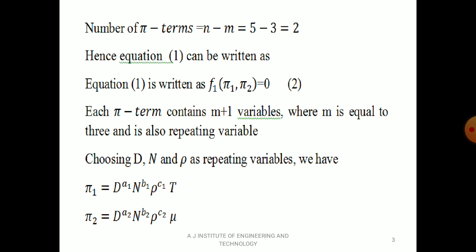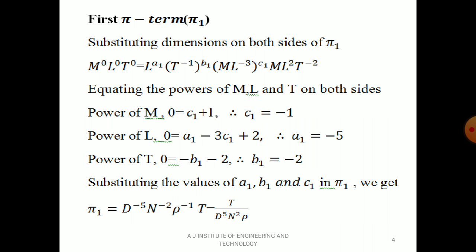So we can now write the expressions for pi 1 and pi 2 like this. Pi 1 equal to d to the power a1 into n to the power b1 into rho to the power c1 into torque. Then pi 2 equal to d to the power a2 n to the power b2 rho to the power c2 into mu, where a1, b1, c1, a2, b2, c2 are exponents. Next, the first pi term, that's the expression for pi 1.